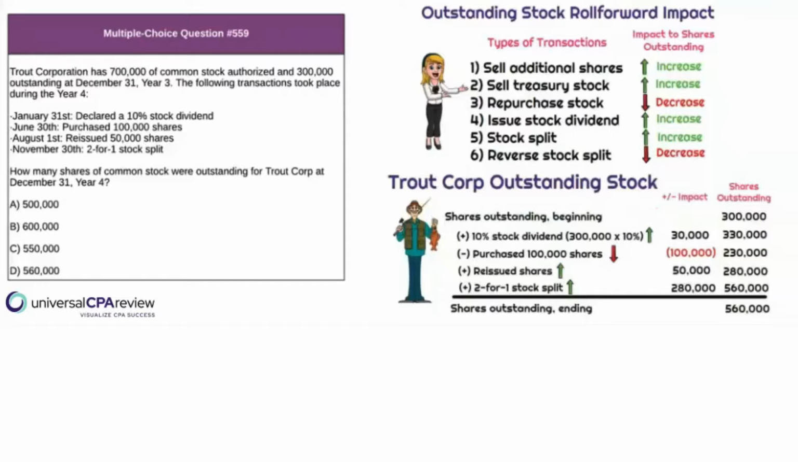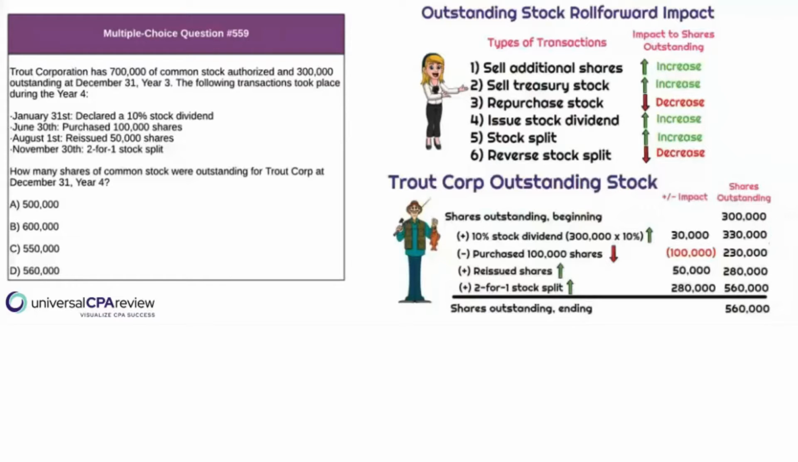Then on June 30th, the company purchased 100,000 shares. So presumably they bought those off the open market. So when a company repurchases shares they recently issued, that's called treasury stock. And that's actually going to decrease the amount of shares outstanding. So that is going to be number 3 in our visual, the repurchase of stock. And that now is called treasury stock since the company owns their own stock. So after the transaction on June 30th, we now have shares outstanding of 230,000 shares.